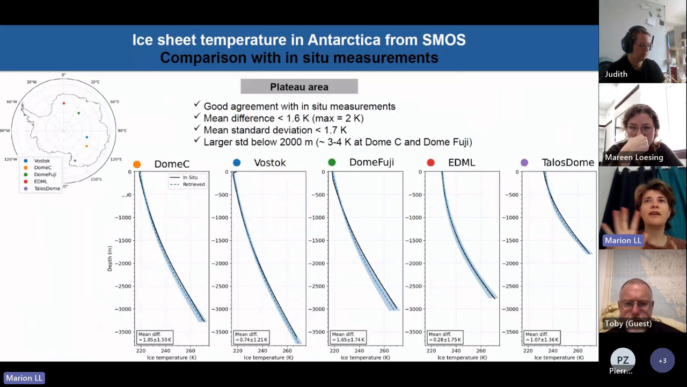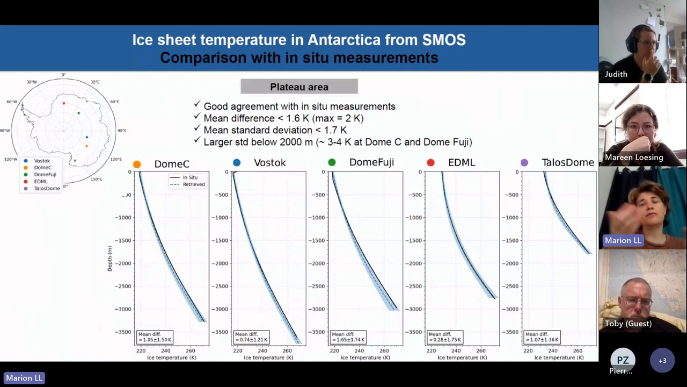Here I show you the 5 sites we have over the plateau. Blue is the estimation with the standard deviation, and black is the observation. We can see that at the 5 sites, we have a very good agreement between measurement and estimation, with a mean difference lower than 1.6 Kelvin. But in some places, each time we can see that we have a larger standard deviation close to the bottom, so around 3 to 4 Kelvin for Dome C or Dome Fuji, for example.